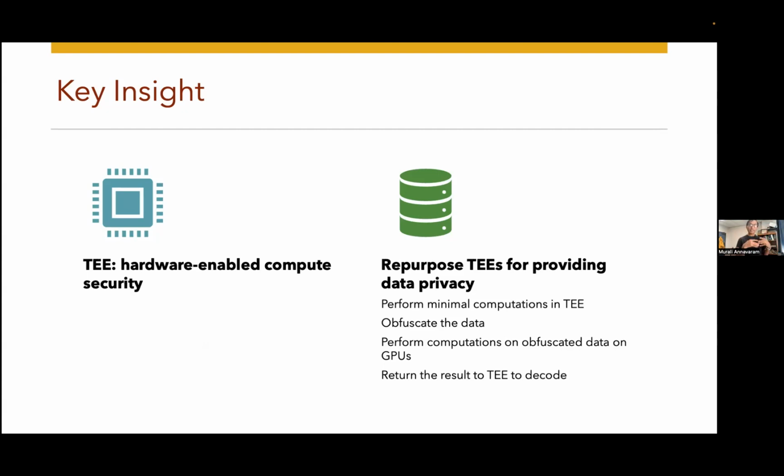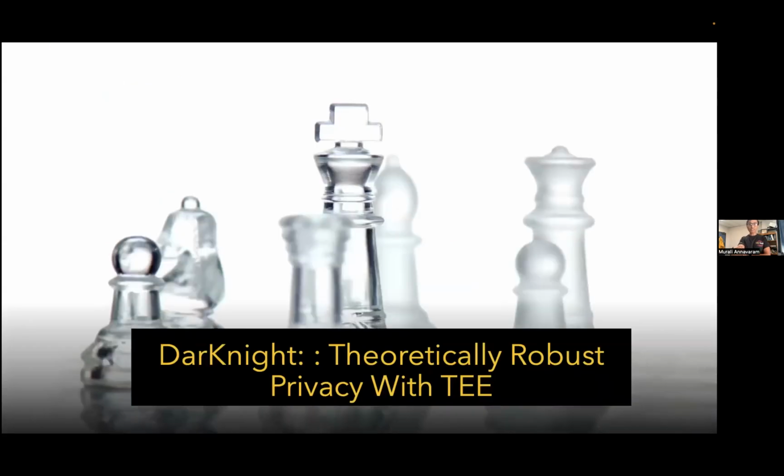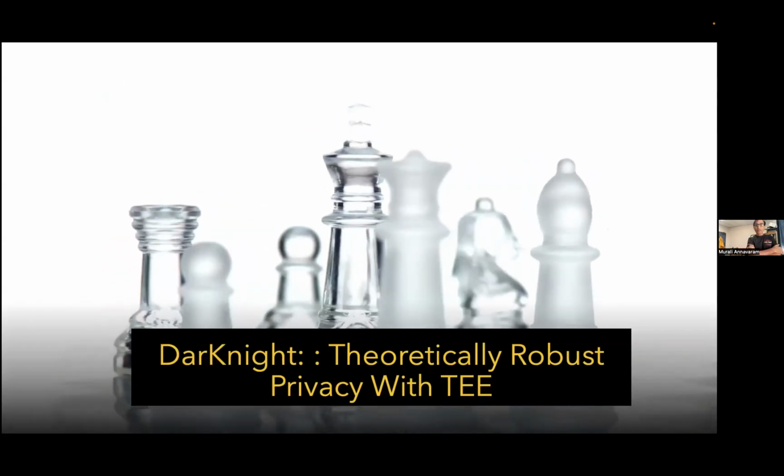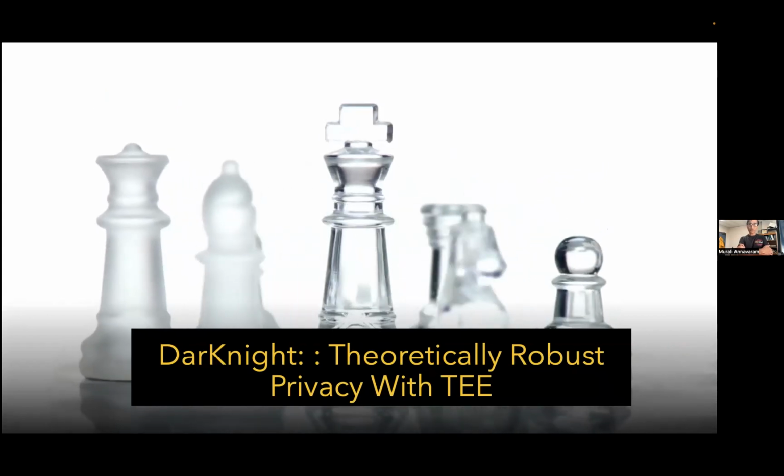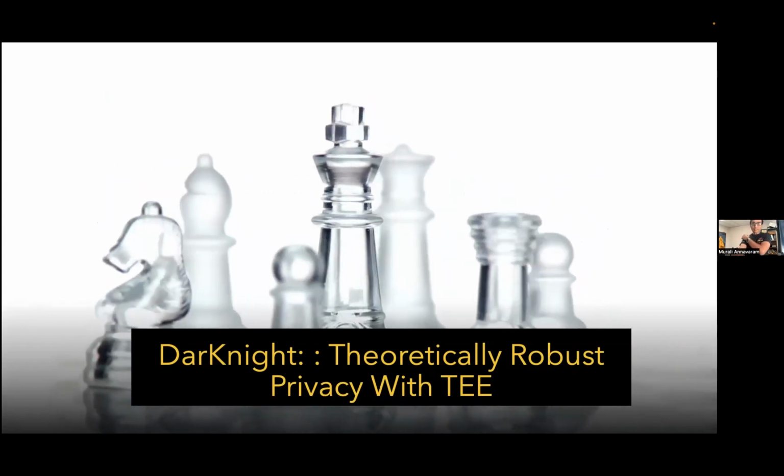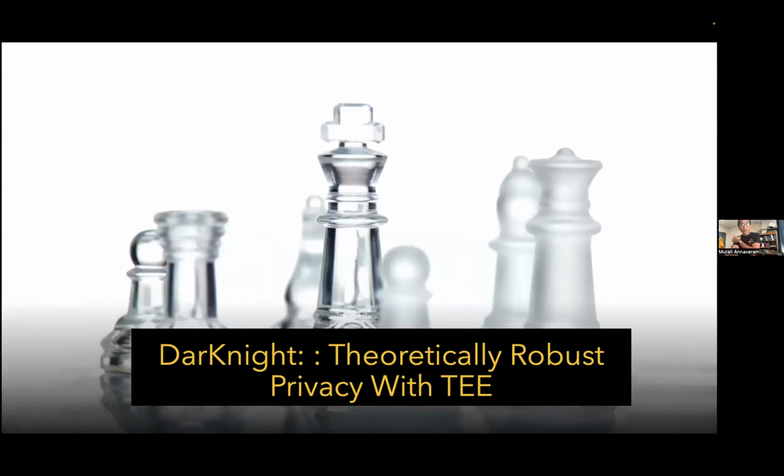The TEE encrypts the data in some sense, and the GPU computes on that encrypted data and returns the results back to the TEE, and the TEE can decode the results. So that's the goal of what we are going to do. But unlike traditional fully homomorphic encryption, this strategy is much more efficient and it is pretty robust and easy to implement as well. So let's talk about one of the most recent works that we published on this topic of using TEEs. It's called Dark Knight, which is a theoretically robust privacy protection system using trusted execution enclaves. And so that's the work that I want to talk about a little bit.